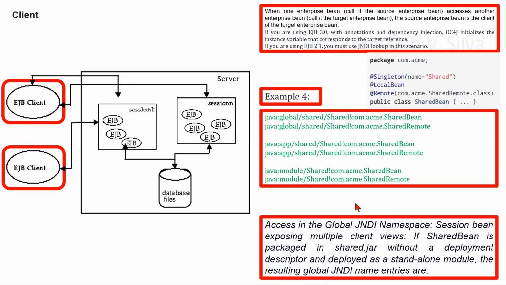Here we are considering a session bean exposing multiple client views in access in the global JNDI namespace. If a shared bean is packaged in shared.jar without a deployment descriptor, deployed as a standalone module, the resulting global JNDI name entries are here.